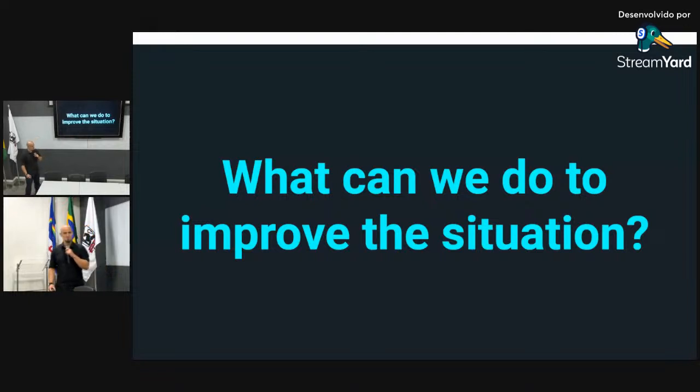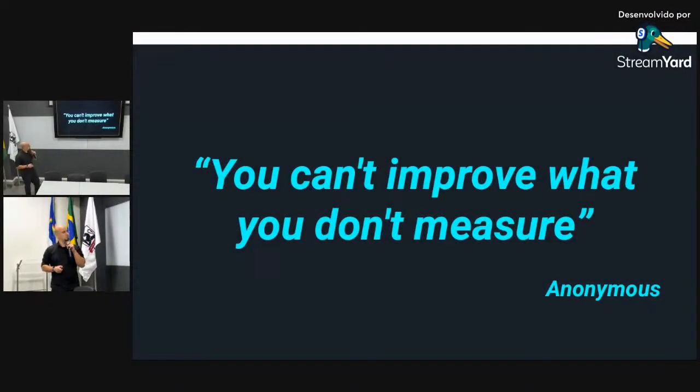Following a bit what I was taught during many years of studies, one thing we can do comes from measuring things. So this quote, we don't know who said it. They say it's from a management consultant, but it's not true. But you can't improve what you don't measure.